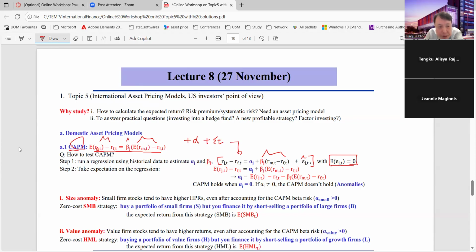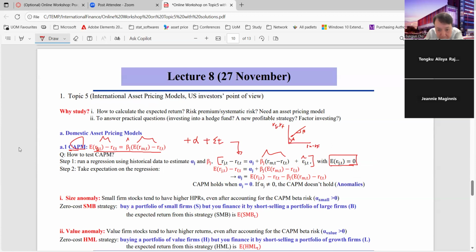Now using these regressions, we can test whether CAPM is a good model or not for a certain asset. If you collect the historical excess return data and historical market excess return data, you can run these regressions. And once you run these regressions, the alpha is going to be the intercept and beta is going to be the slope. This is the Rm minus Rf, and this is the Ri minus Rf.